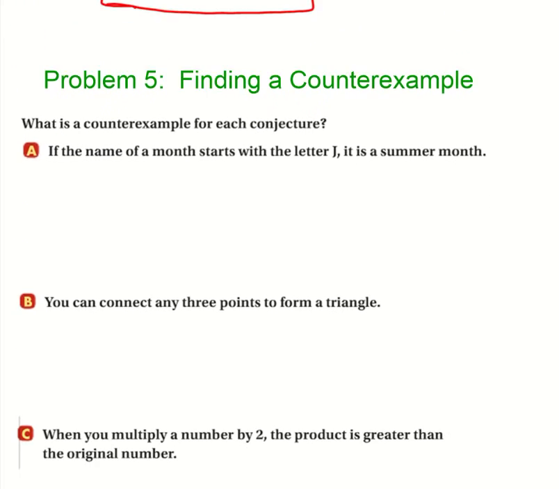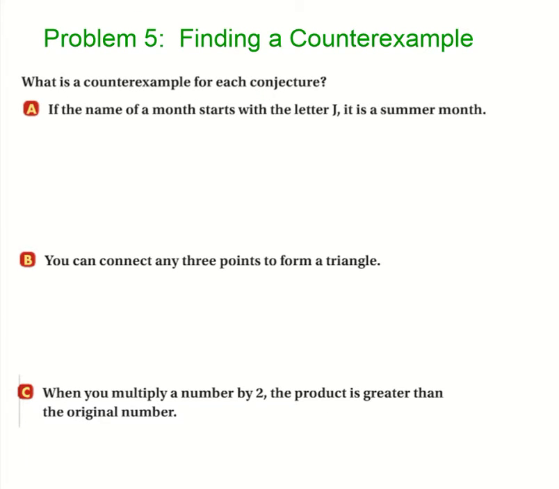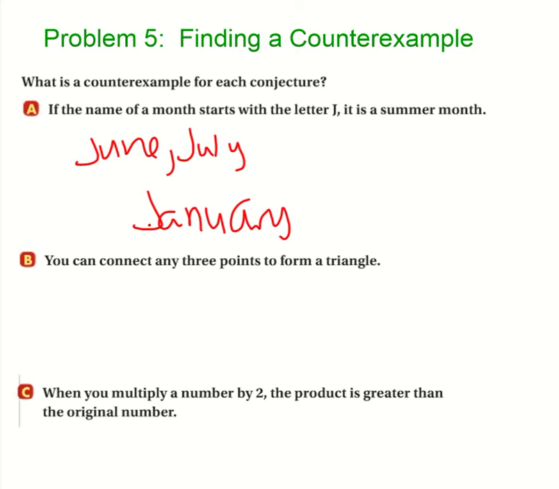And so here we got some situations, and let's see if we can find some counterexamples. It says if the name of a month starts with the letter J, it is a summer month. Well, okay, first off I'm like, oh yeah, June, July, those are both summer months, but wait, what about January? The coldest month of the year. That's not a summer month, so we know it's false.